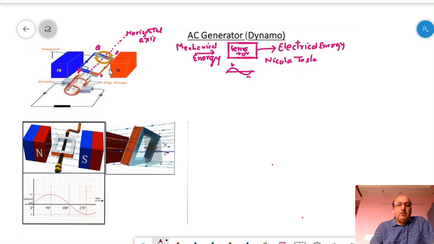The second point is the field magnets. Here is a horseshoe magnet having two ends, the North Pole and the South Pole. Or we may take the combined magnets having North Pole and South Pole facing each other.